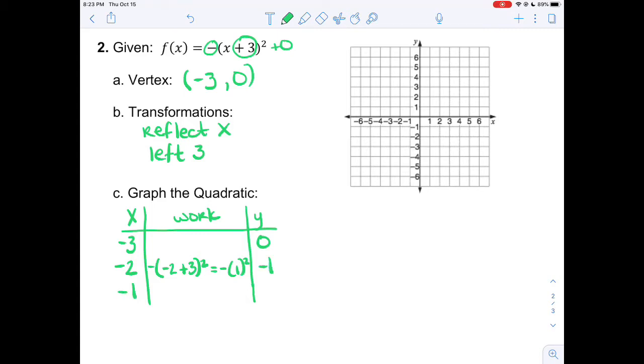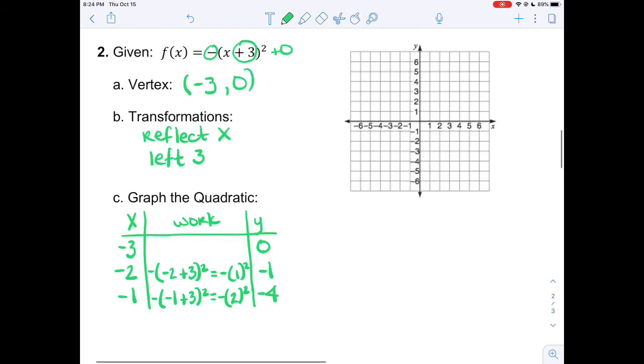And then moving to the right again, we'll plot negative 1. And so I will plug a negative 1 in everywhere that I see x in the equation. And that gives me negative, and then in parentheses, I'm going to have a 2 squared. 2 squared is 4. Put a negative on it, it is negative 4. Let's go ahead and plot this and then use our axis of symmetry to finish out the left side. I'm going to plot the points negative 3, 0, negative 2, negative 1, and negative 1, negative 4.